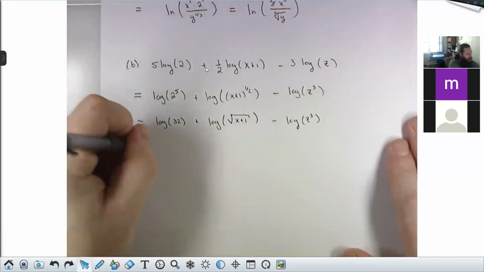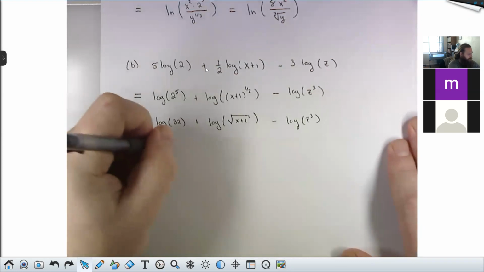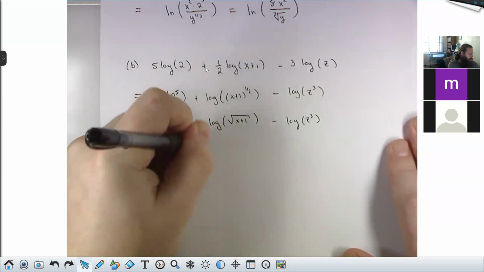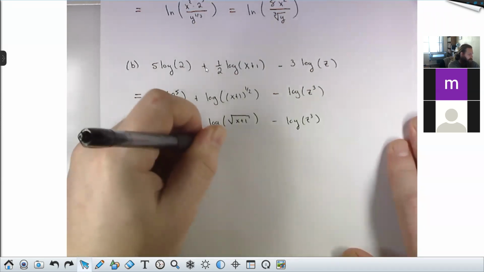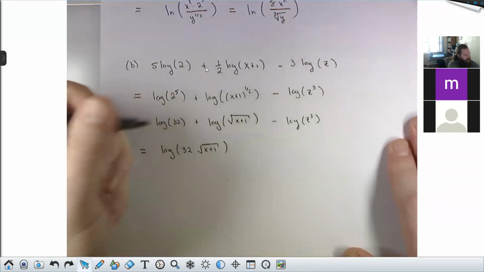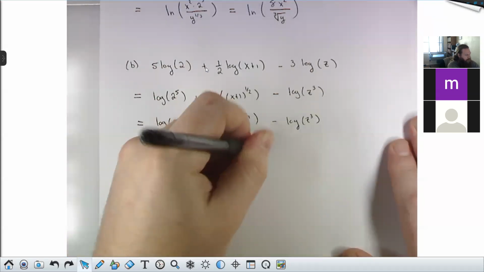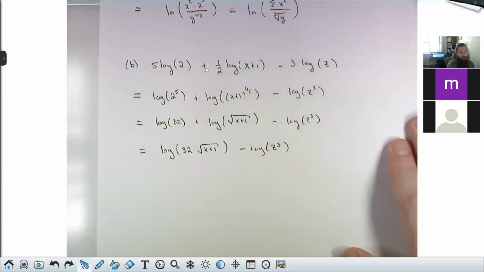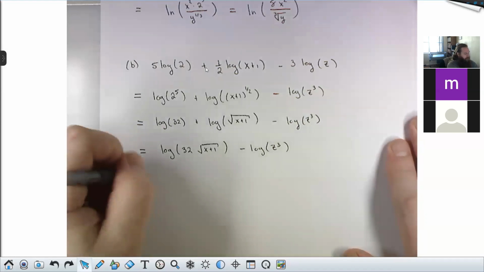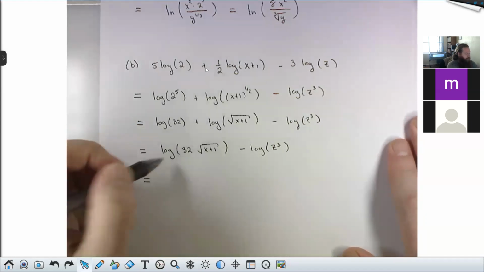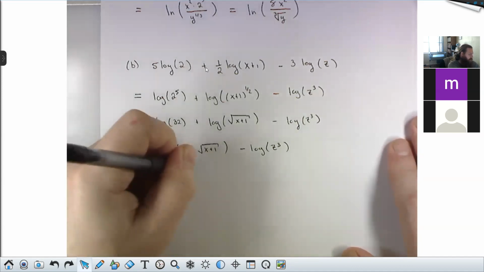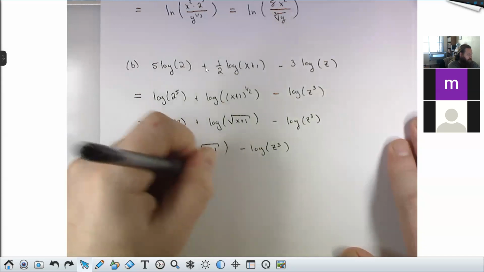Now these first two logarithms are being added. So this is the log of 32 times the square root of x plus 1 minus the log of z cubed. And then my last step would be to use property 3 to say these two logs being subtracted are a single log with the insides divided.